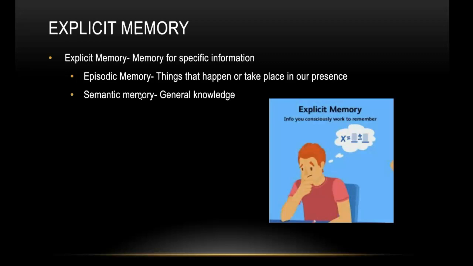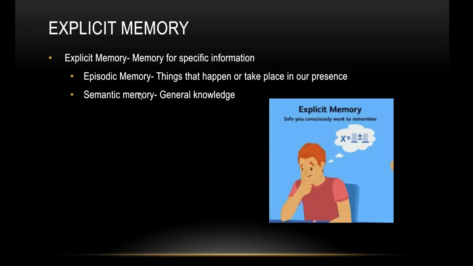The first one is episodic memory, which are things that happen or take place in our presence. Examples would be things that you ate for breakfast or something a professor said in class. It's basically just something that you physically were there for.